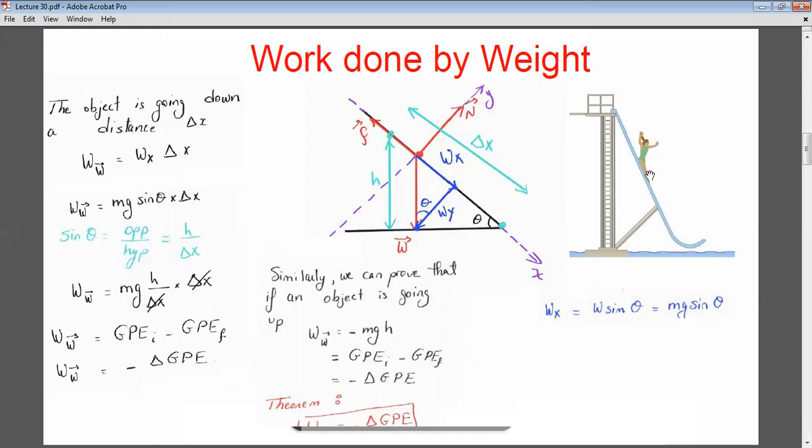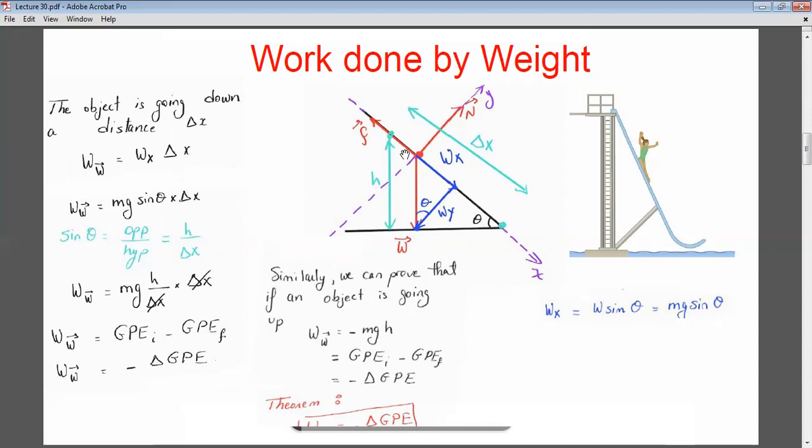Like in this exercise. In this exercise, this lady is sliding from a height h until she reaches the surface of the water. So if we draw this lady and we draw a free body diagram, the forces acting on her: there is a weight perpendicular to the ground, normal perpendicular to the surface, friction parallel to the surface in the opposite direction, and she's moving a distance delta x from this dot until this dot. And the height is from this point until this point.